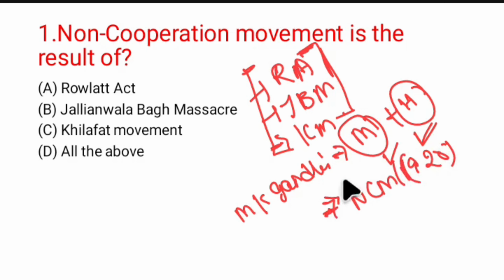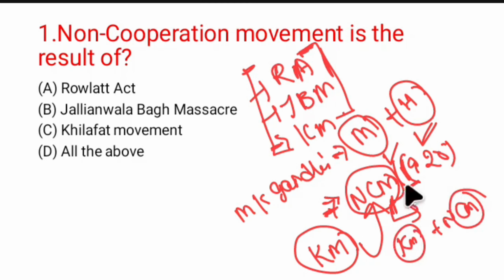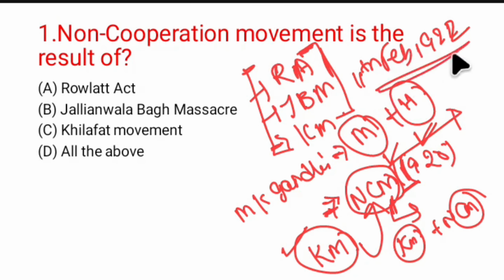So in the year 1920, the Khilafat movement merged into NCM. So NCM contains both the Khilafat movement as well as the non-cooperation movement. When NCM ended, the Khilafat movement also ended. NCM ended in the year 1922. Mahatma Gandhi called off this NCM on 11th February 1922, because of the Chauri Chaura incident, which happened on 5th February 1922.